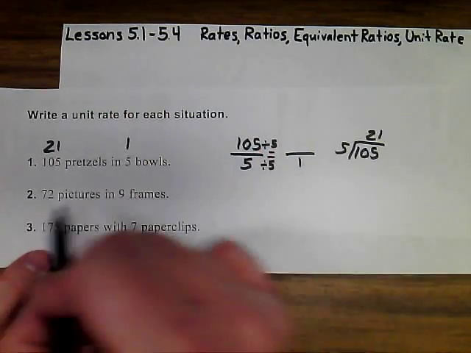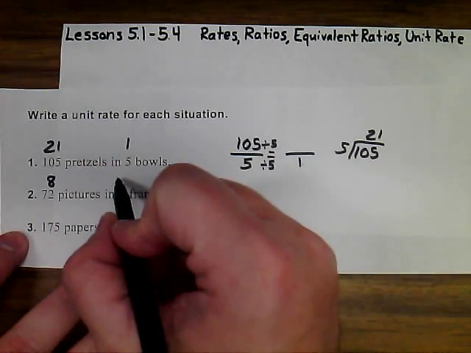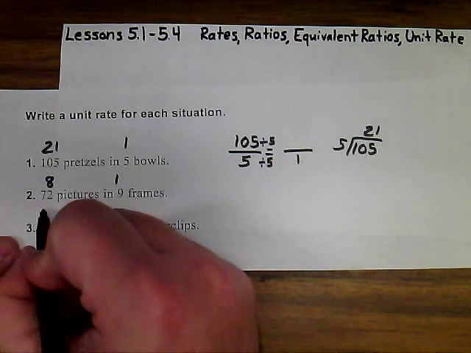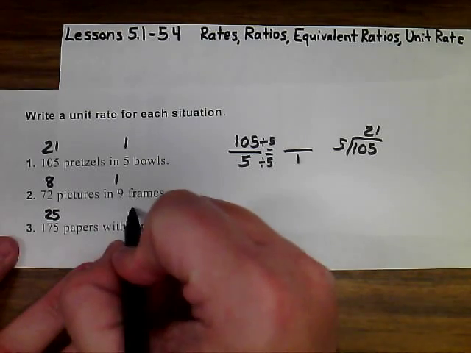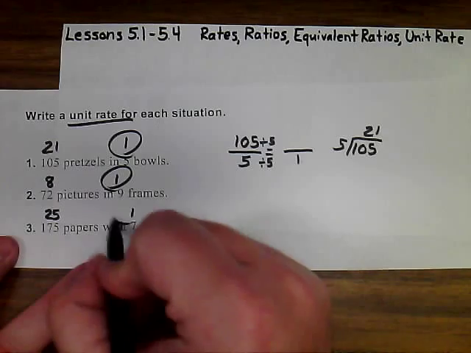Now to do the same thing here, since 72 divided by 9 is 8, it will be 8 pictures in 1 frame. And the same thing here, 175 divided by 7 would be 25 papers in 1 paper clip. Notice when it's a unit rate, a 1 is always going to be a term.